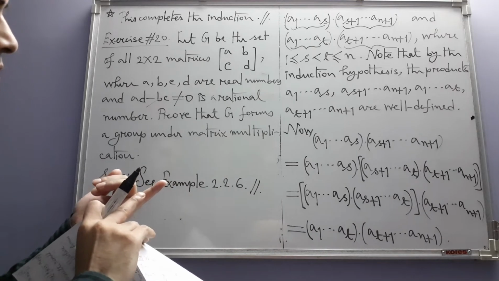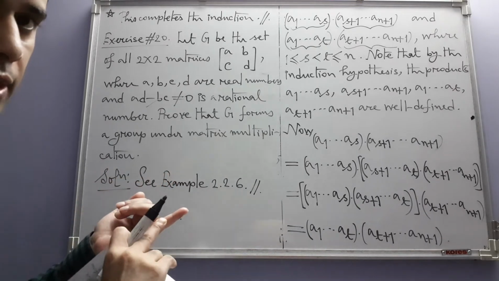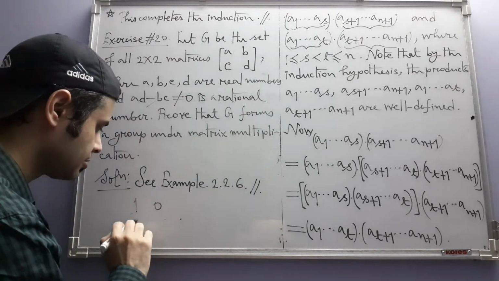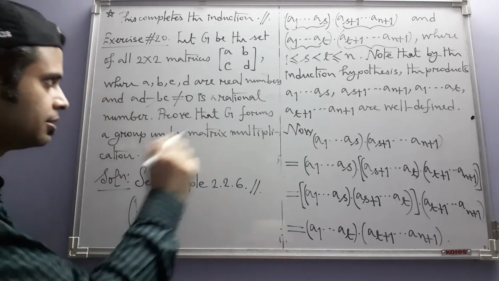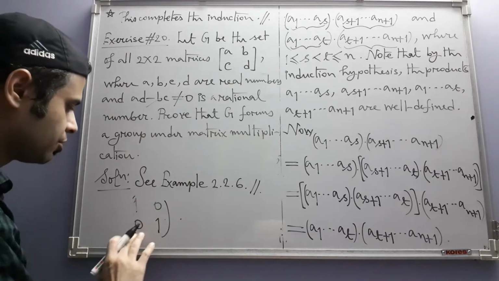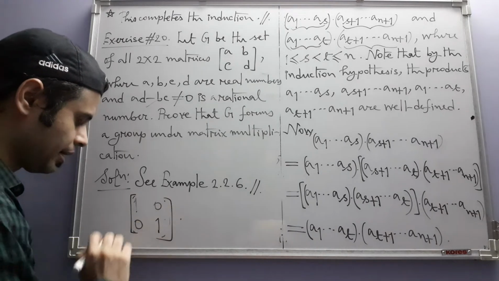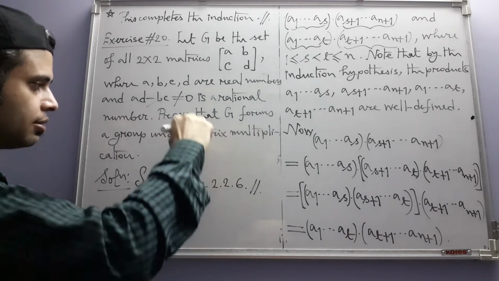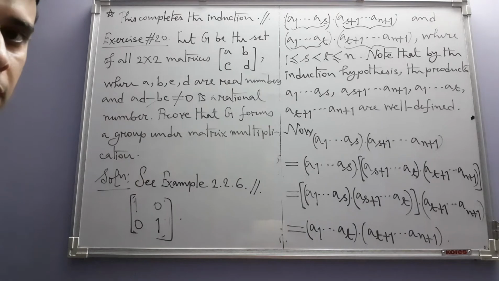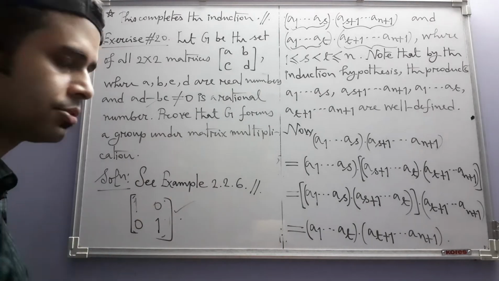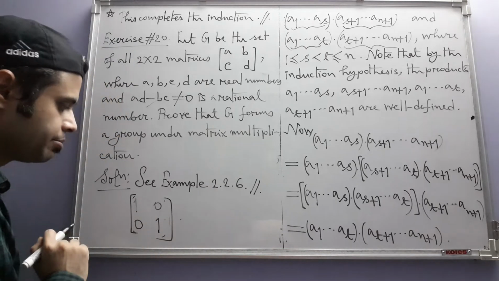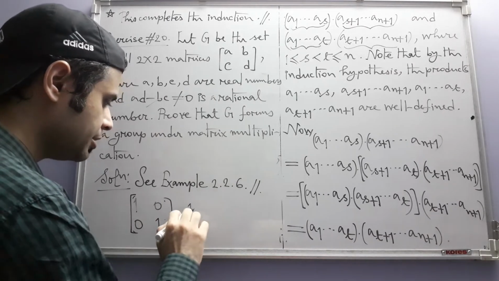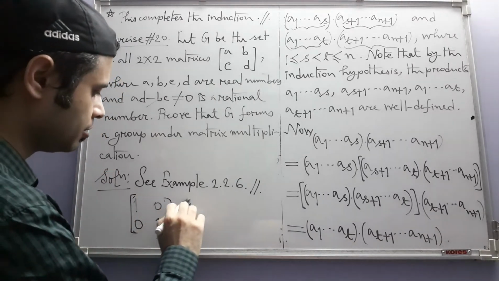What is the second thing? Associative law. Matrix multiplication is already associative. Fine. Is the identity matrix inside this set? Yes, it is. I have the habit of writing like this. You can write a matrix either within round brackets or square brackets, it does not matter, but for some reason I like this one. This belongs to G. Why? The entries are real, the determinant is 1, which is a non-zero rational number, keep that in mind.